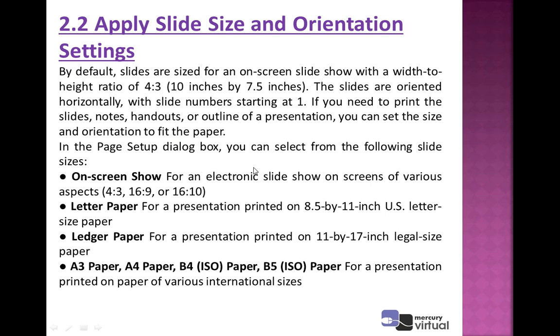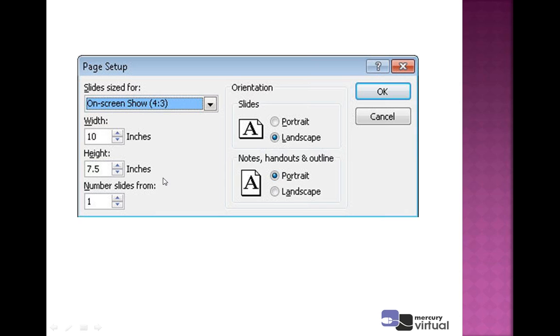You can choose either of the following slide sizes. Either use the on-screen show, letter paper, ledger paper, A3 paper, A4 paper, B4 that is ISO paper, B5 that is also ISO paper. You can use any one of the page setups for taking the printout of the presentation.